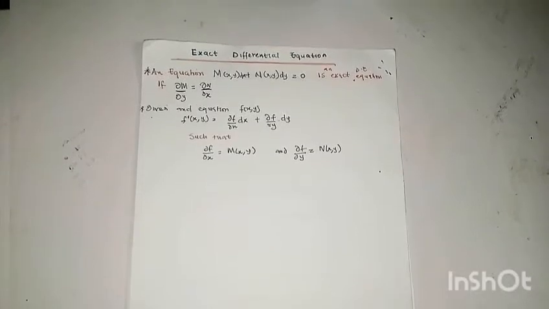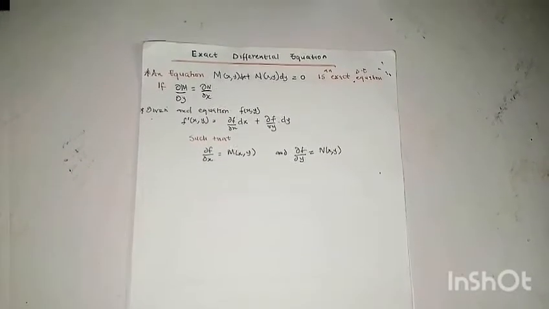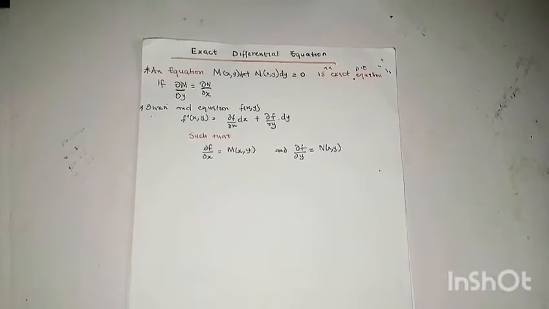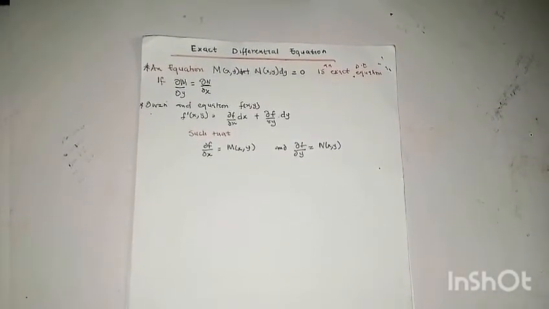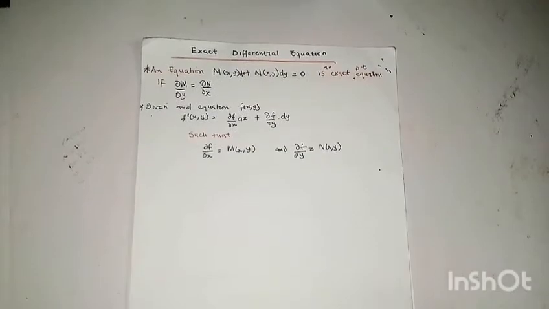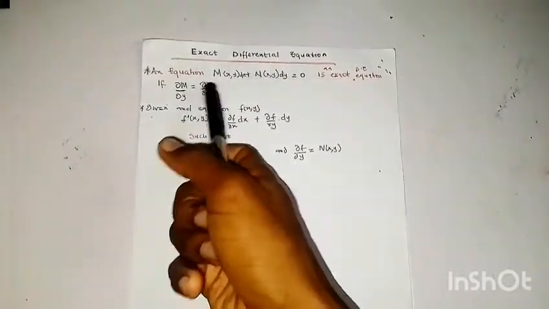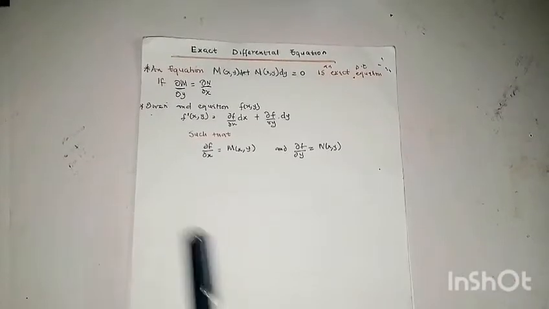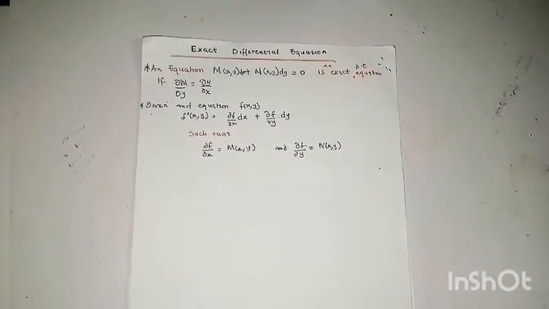Today we're going to be looking at exact differential equations. So now let's just go straight to the point. We say an exact equation M(x,y) dx plus N(x,y) dy equals 0 is exact if the derivative of M with respect to y is equal to the derivative of N with respect to x.